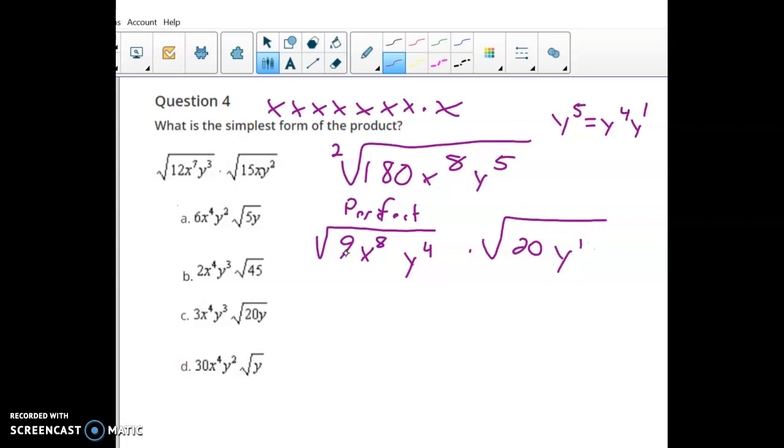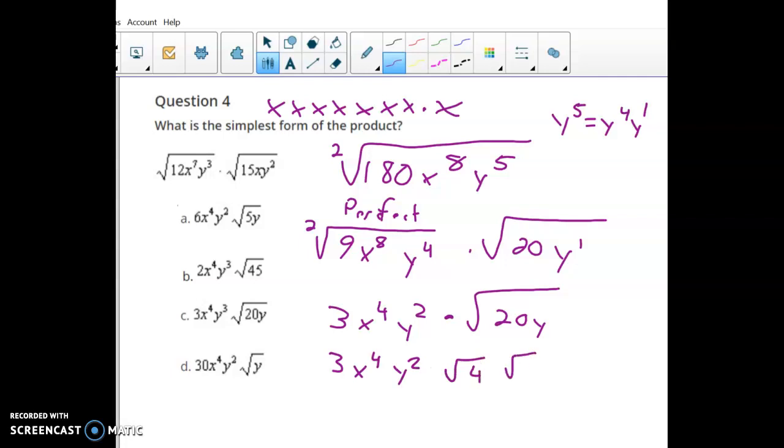Okay, so now the perfect stuff, the square root of 9 is 3, and then if you divide 8 by 2 and 4 by 2, we get that, and then we just have this leftover stuff. So the problem with this is I'm not really done, because for 20, there's another perfect square that divides it. So I'm going to split this one more time. So the square root of 20 splits to root 4 times root 5.